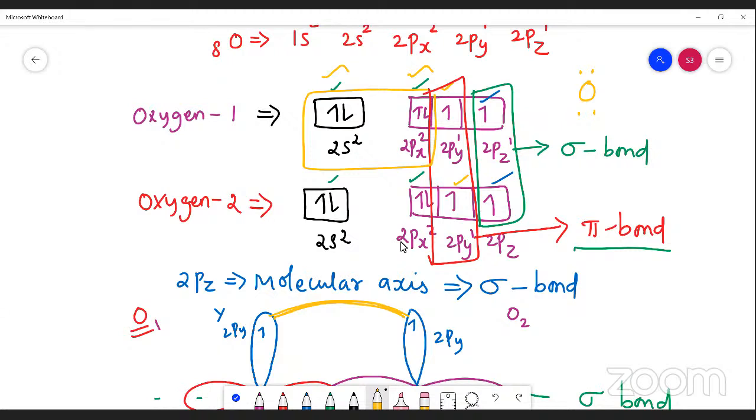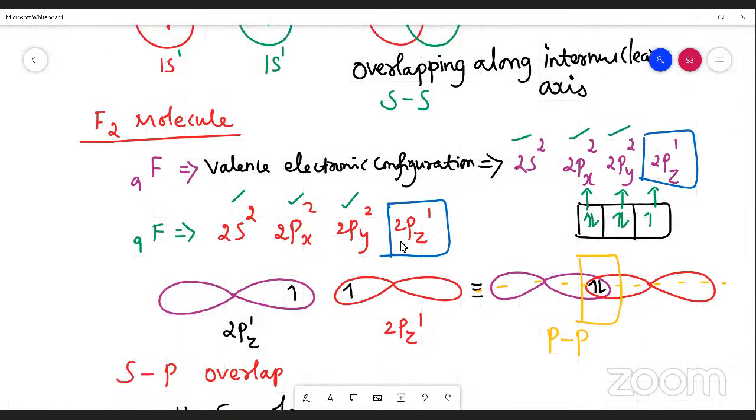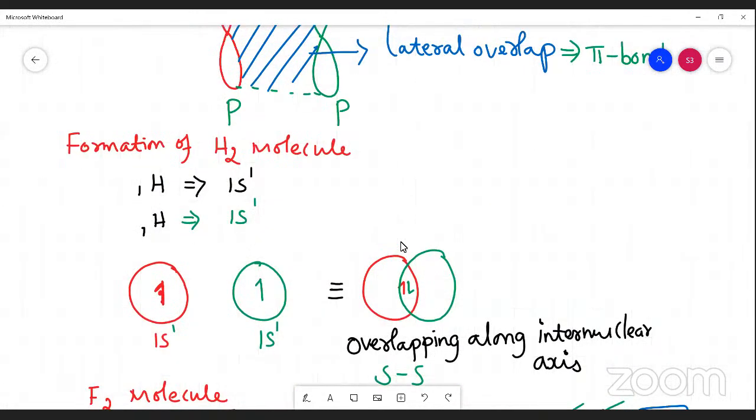Here there is pp overlapping, but one pp overlap will show the sigma bond, and another pp overlap will show a pi bond. So this is an example for pp overlapping giving a sigma bond and pp overlapping giving a pi bond. And today in this class we have discussed only the orbital overlap.